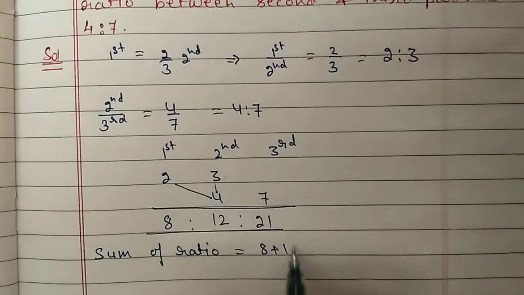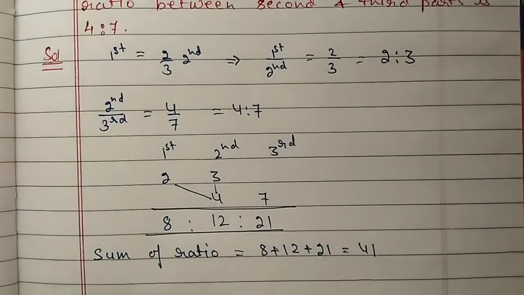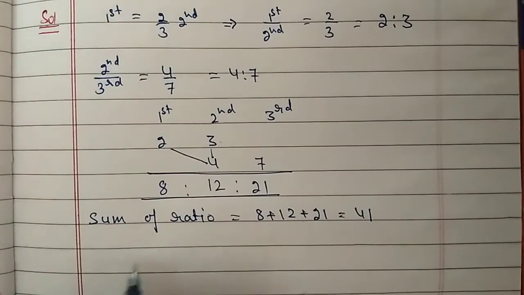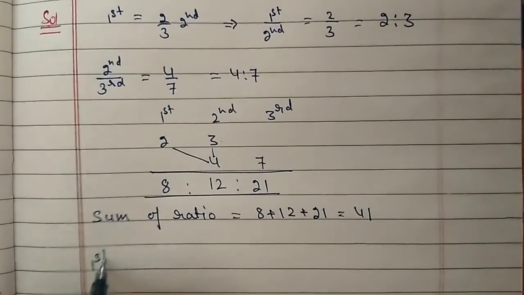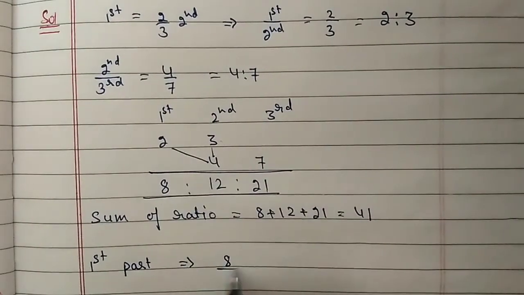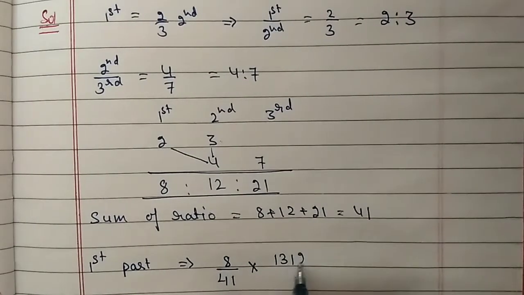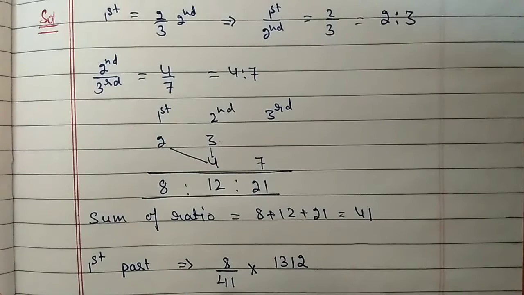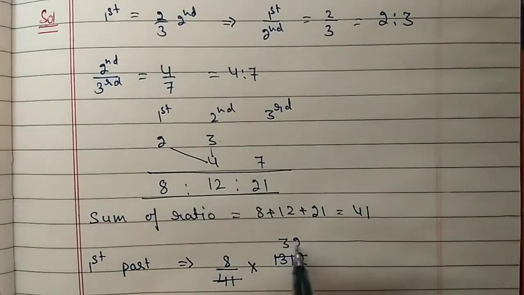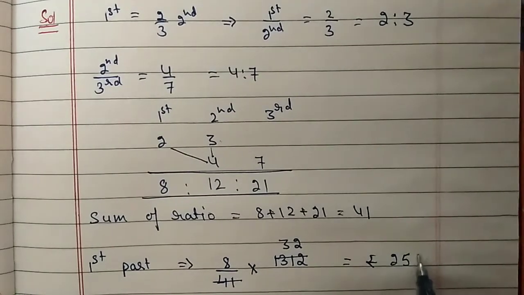8 plus 12 plus 21, which is equal to 41. Now we can find out all three parts. So first part is: first ratio is 8 divided by the sum of ratio, into total money 1312. Then you can do the cancellation. If you cancel by 41, it will go 32 times. Then 8 into 32, we will get 256 rupees.